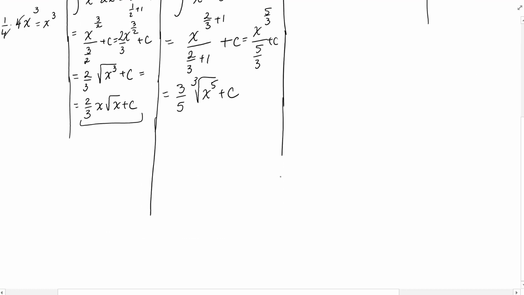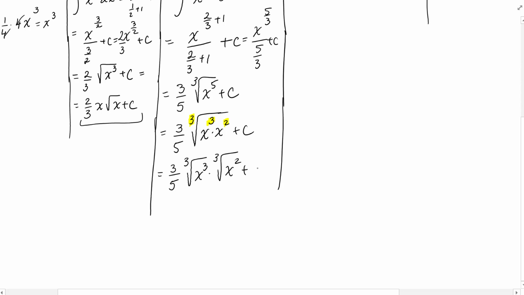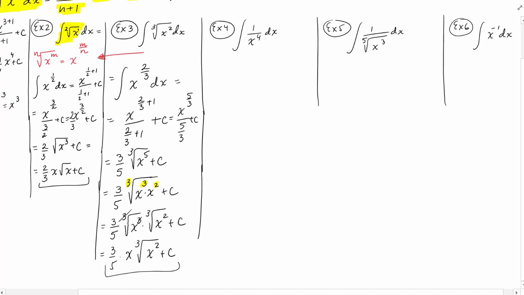But we also notice that we can simplify the radical. Instead of x to the fifth, we can write x to the third times x to the second. And the reason why we chose 3 plus 2 is because the index is 3. So we can simplify it into the cube root of x to the third times the cube root of x to the second plus c, and this gives us 3 over 5. If the index is the same as the exponent, we just get x, and the cube root of x to the second plus c, and we found the answer for problem 3 as well.